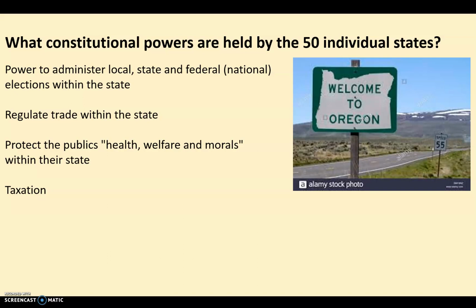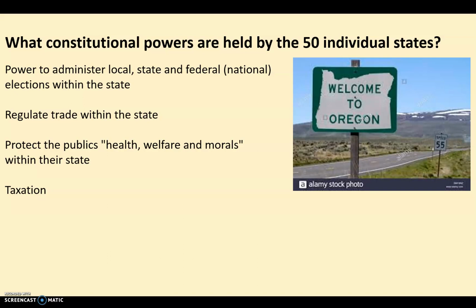Another important power is that the states are given the power to regulate trade within their state. And as with the bottom one, it often links into taxation as well. So an individual state might try to encourage certain industries into their state by perhaps lowering taxation for that particular industry. From memory, I think Iowa tried to entice Microsoft and some other computer type industries by lowering some of the taxes on those industries in the state of Iowa to try and entice Microsoft there instead.